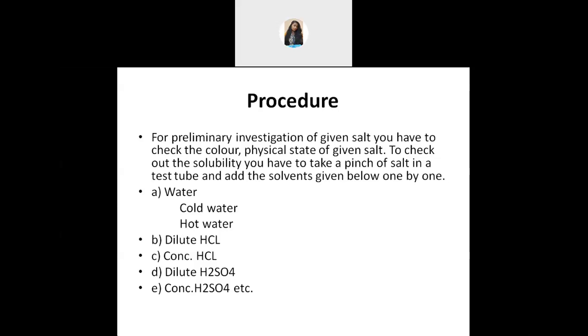If it is not dissolving, take another test tube and add some dilute HCl. If it is soluble in HCl, then it is okay. If it is not, then take another test tube, or you can clean the previous test tube, take the salt again, and add the concentrated HCl. Now if you can see the salt is completely dissolved in concentrated HCl, then you can write the solubility.